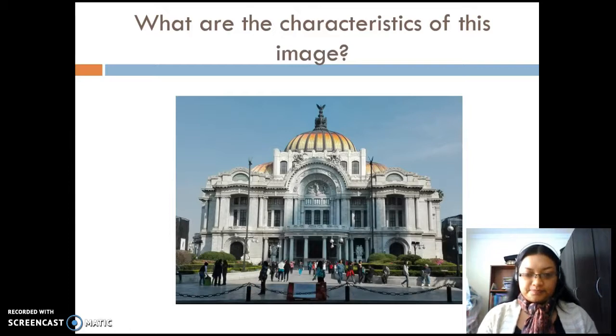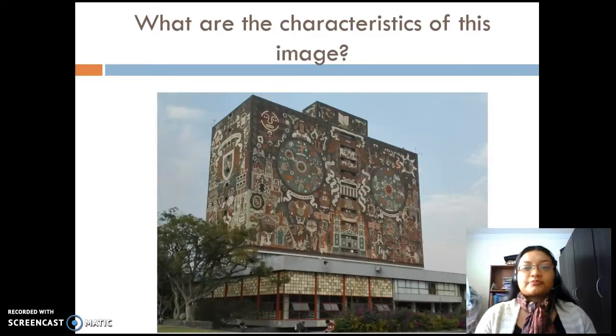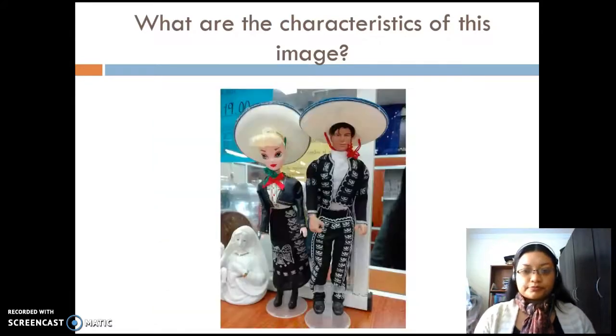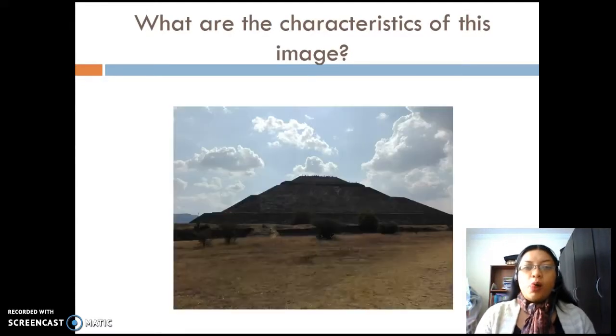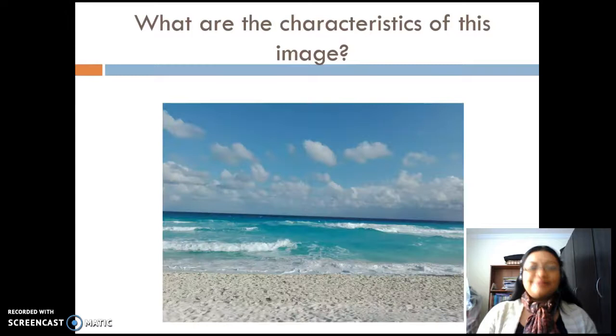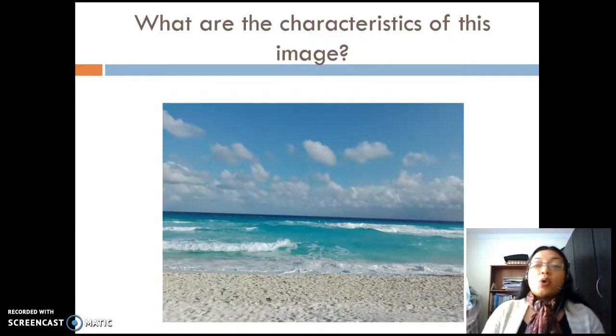This is the Palacio de Bellas Artes in Mexico too. Guess what this is? This is the Universidad Nacional Autónoma de México, so this is the UNAM. Okay, so you can use your descriptive devices to describe these pictures. We have in here Teotihuacan, pyramids in Mexico too. This is Chichen Itza, close to Cancun in Mexico. And this is Cancun. So in class, we're going to be talking about how to describe certain images.